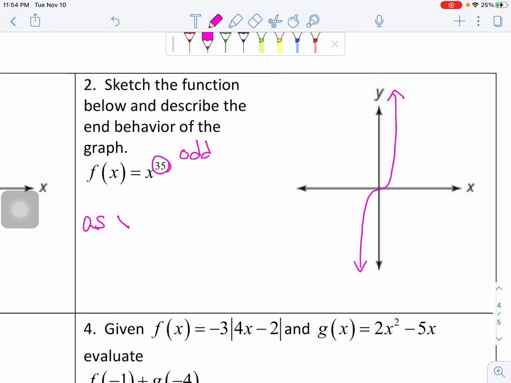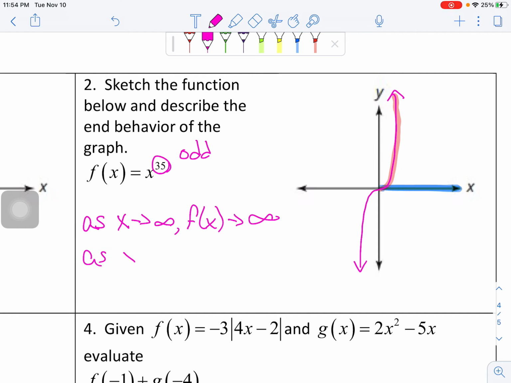So when we talk about our end behavior, as x approaches infinity, f of x is going to approach. So let's see, x is approaching infinity is going to be this way. And as we move from the origin to the right, our curve is increasing. So that means we're going to be going to infinity.